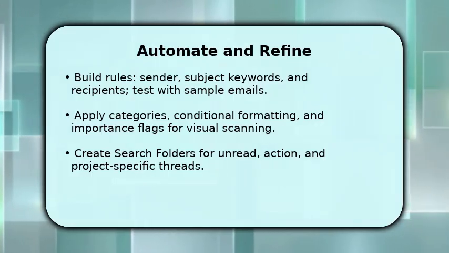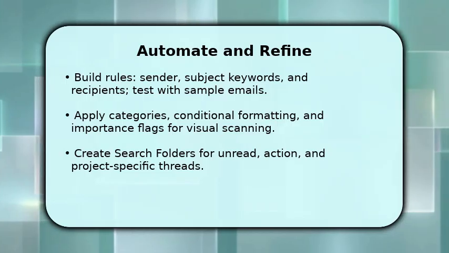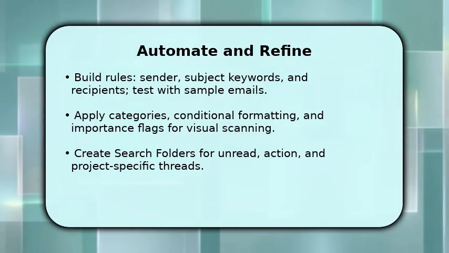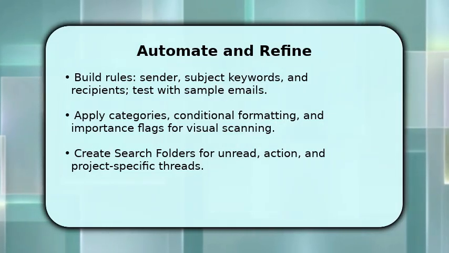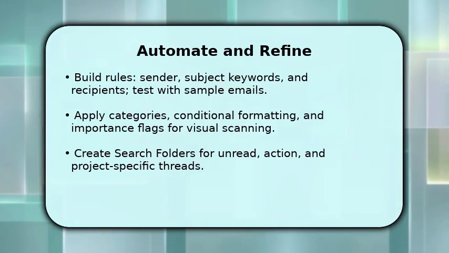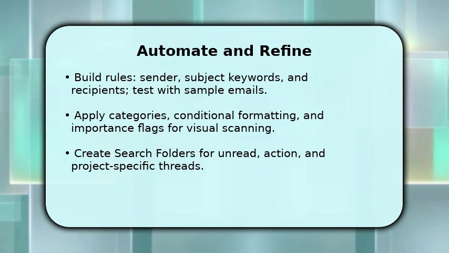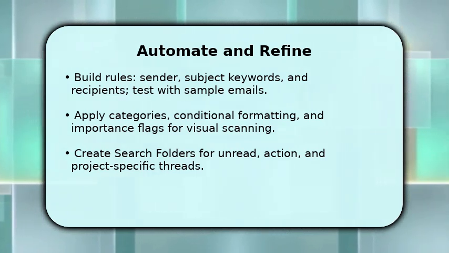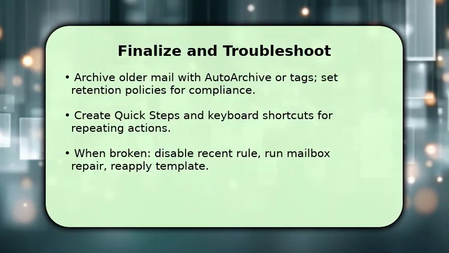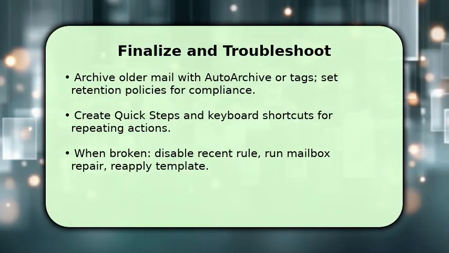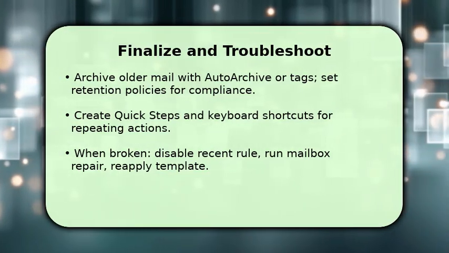Once rules run, set up search folders for unread, action, and each active project so you can jump to high-priority work instantly. Make sure to run the cleanup tool on long threads and combine similar rules to prevent conflicts as your system stabilizes. Finish by archiving older messages via auto-archive or manual tags so current folders stay lean.